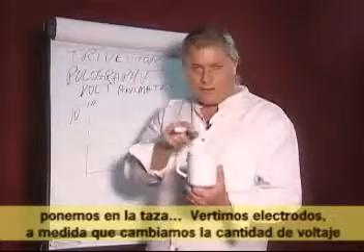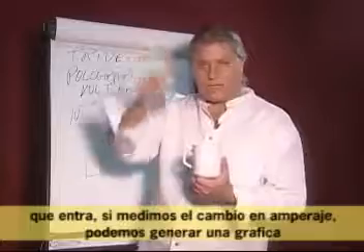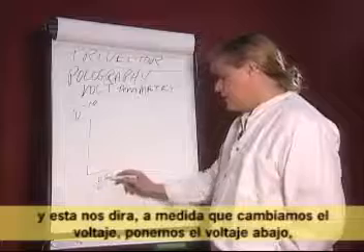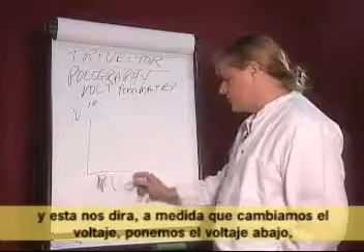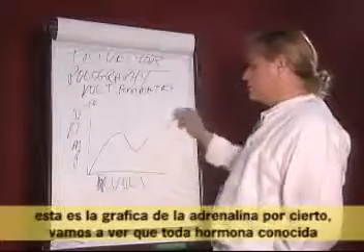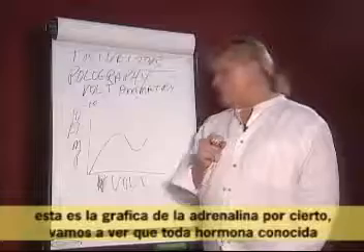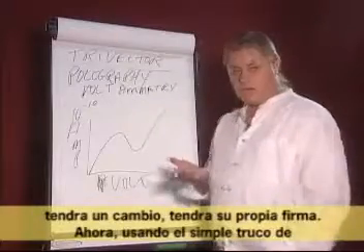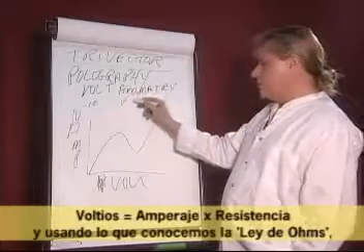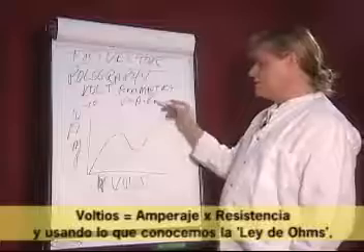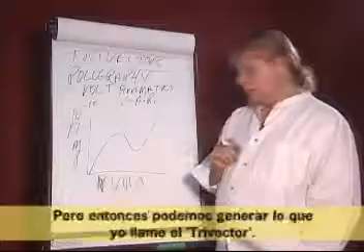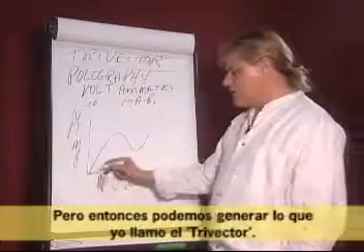As we change the amount of voltage going in, if we measure the change in amperage, we can generate a graph that will tell us, as we change voltage, we'll put voltage on the bottom, we measure amperage change, we're going to get a picture. This is the picture of adrenaline, by the way. We're going to see that every known hormone will have its own signature. Now, by a simple trick of using volts equals amps times resistance and using what we know as Ohm's law, not being absolutely perfect, it's more of a correlate, we can generate what I call the trivector.